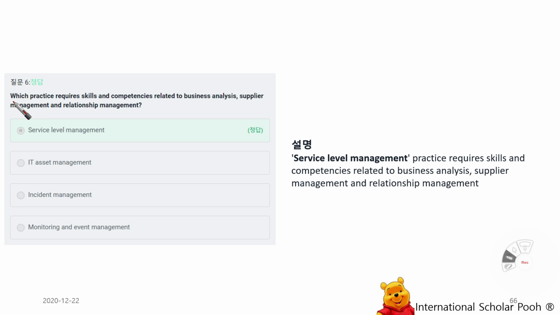Which practice requires skills and competencies related to business analysis, supplier management, and relationship management? Service level management. The service level management practice requires skills and competencies related to business analysis, supplier management, and relationship management.